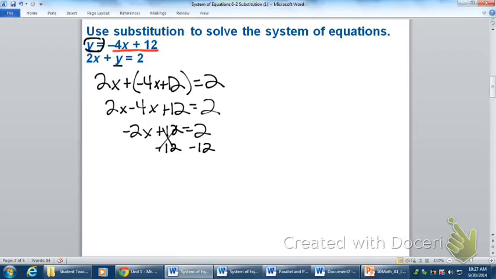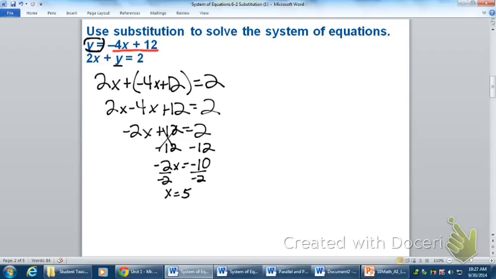I got rid of the y. So that's going to give me negative 10. And you're not done there. Last step, divide both sides by negative 2. It'd be 5. Now you have to find your coordinates, so you plug it into the top equation. x is 5.